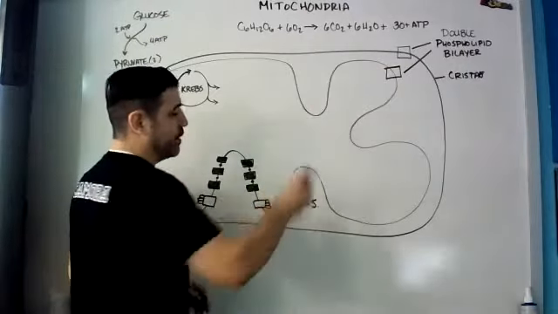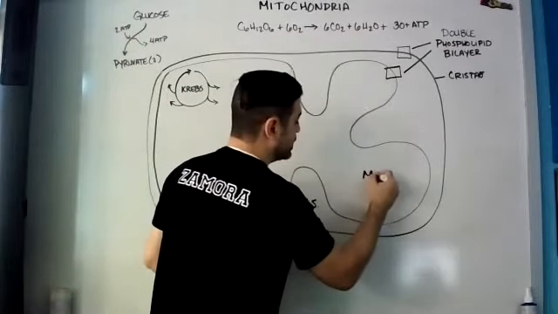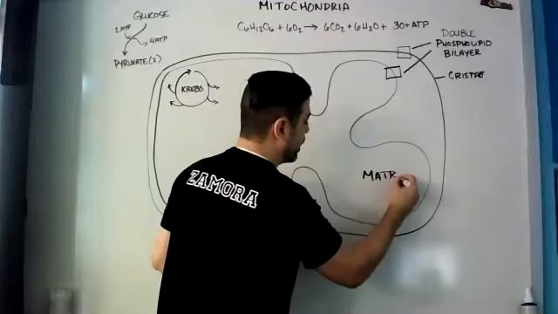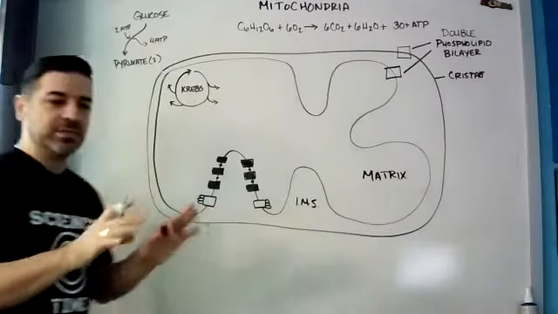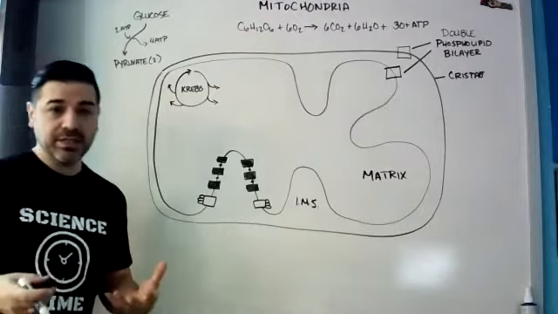The space on the inside of the mitochondria, just outside of the inner membrane, is going to be referred to as the matrix. And we need to know those locations because they're going to play a pretty important role in making sure that we can actually create ATP.